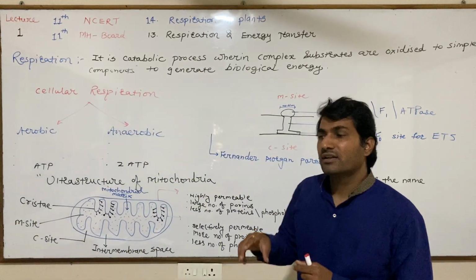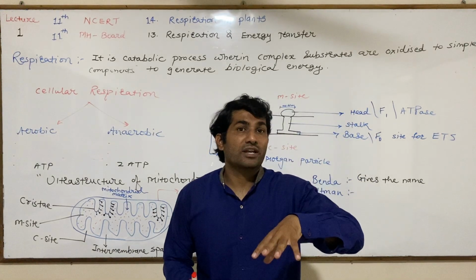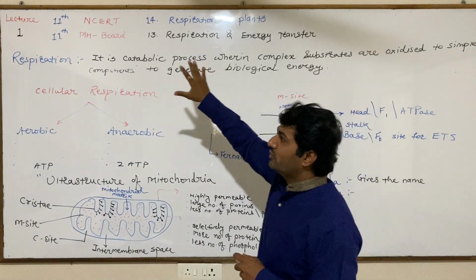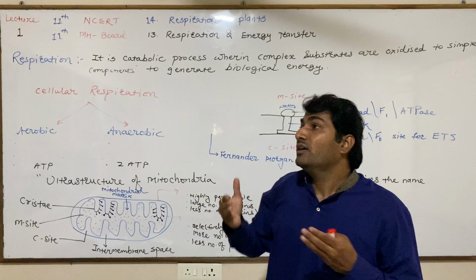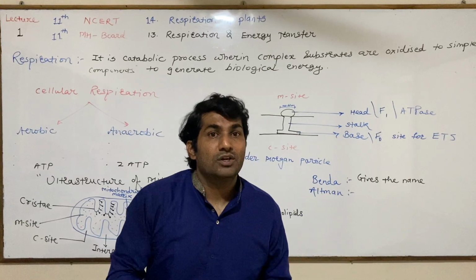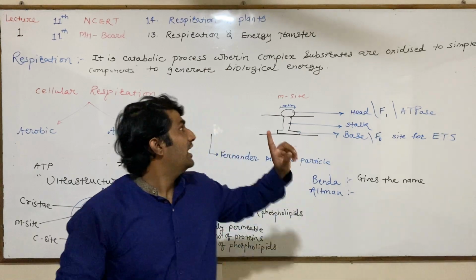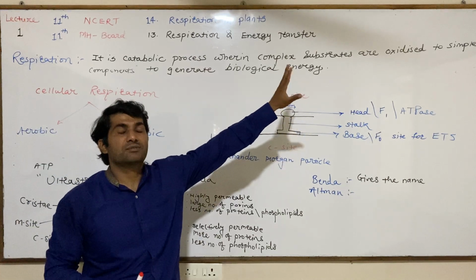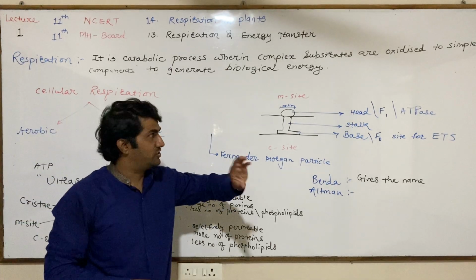Now in respiration, the product of photosynthesis, that is glucose, when consumed by living organisms, what happens with the glucose? We are going to study in this chapter. So what is respiration? It is a catabolic process, while photosynthesis is an anabolic process. Respiration is a catabolic process in which complex substrates are oxidized and converted into simple components, and during this conversion energy is produced to generate biological energy. Why do complex substrates get converted into simple components? To produce biological energy, that is ATP.